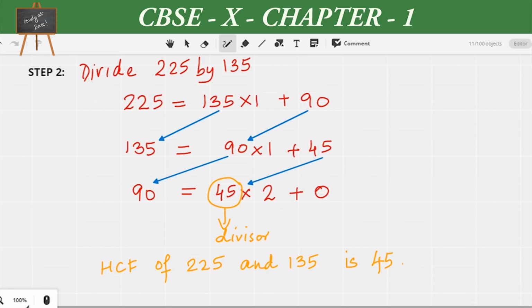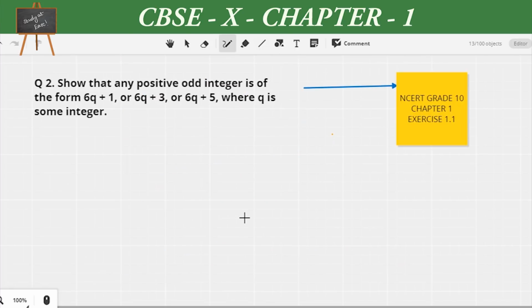Let's move on to the second question. It is also from the textbook NCERT Grade 10, Chapter 1 and Exercise 1.1. Now, what does the question say? The question says, show that any positive integer is of the form 6q plus 1 or 6q plus 3 or 6q plus 5, where q is some positive integer. Let us write the general form, that is, a is equal to bq plus r, where 0 less than or equal to r less than b.